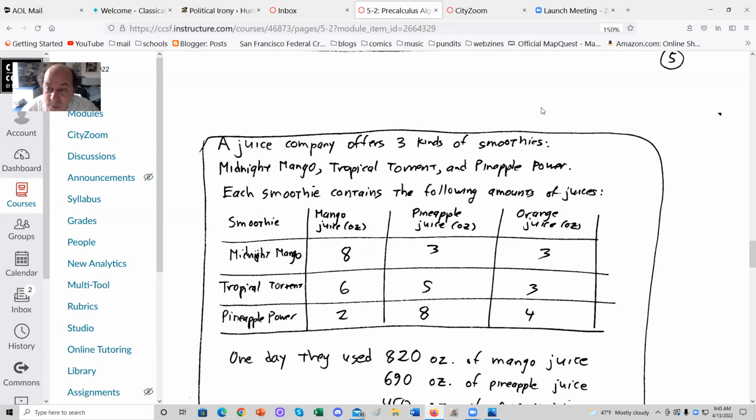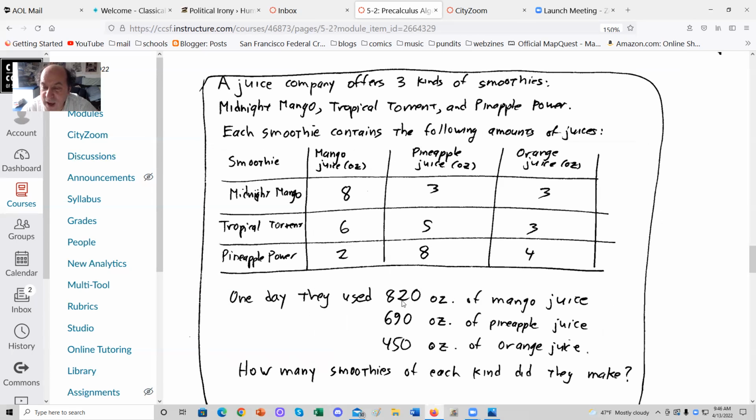Here we go. We have 3 kinds of smoothies: Midnight Mango, Tropical Torrent, and Pineapple Power. Some would like alliteration. Each has various amounts of juices. Midnight Mango is 8 ounces mango juice, 3 ounces pineapple juice, and 3 ounces orange juice. Tropical Torrent has 6 ounces mango, 5 ounces of pineapple, 3 ounces of orange. And Pineapple Power has 2 ounces mango, 8 ounces pineapple, and 4 ounces orange juice.